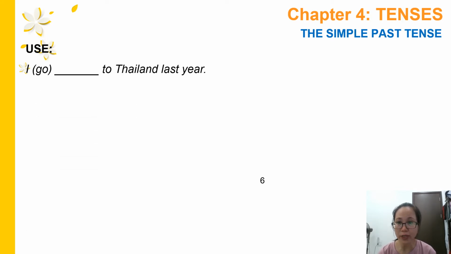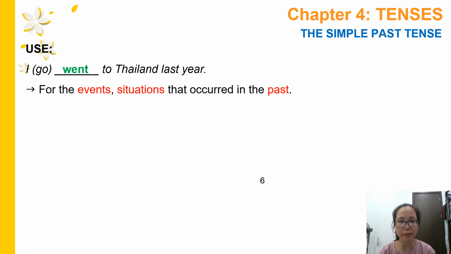I'm going to give you some examples. You have to finish them and then we come to a conclusion. Is that okay? The first example, I go to Thailand last year. So how would you say in this situation, guys? That's right. I went to Thailand last year. So we want to describe the event or the situation that happened in the past. That is the first use for the tense.